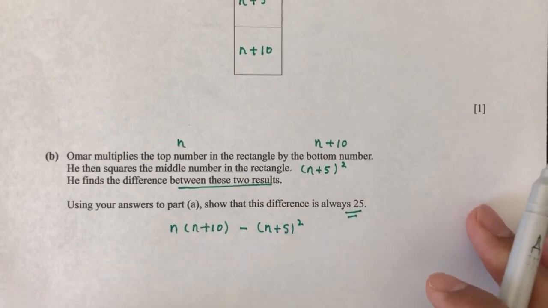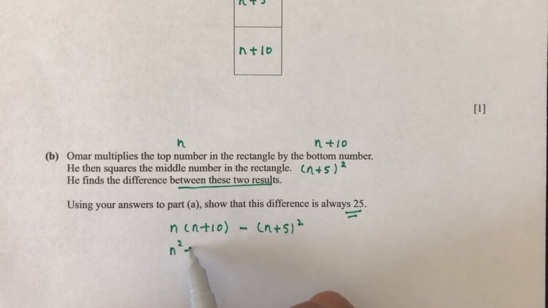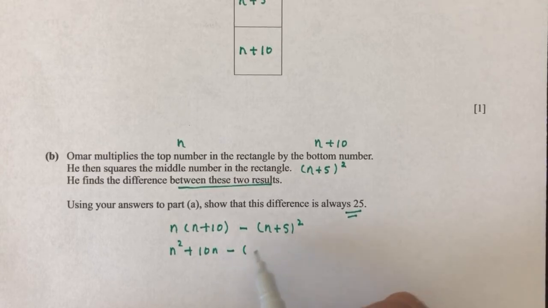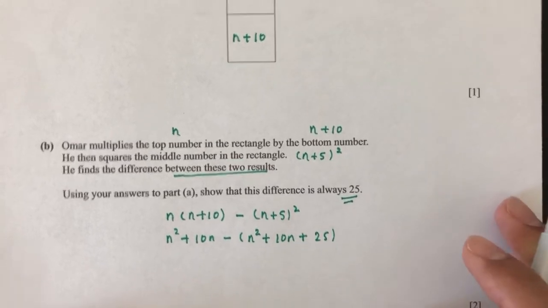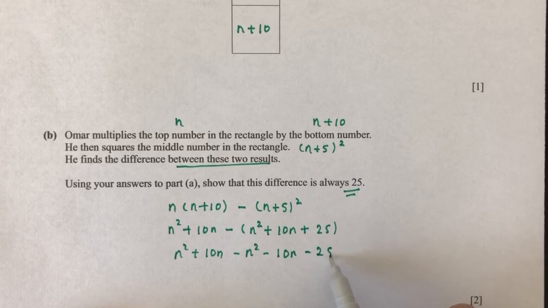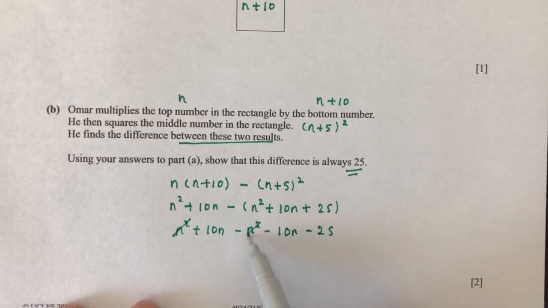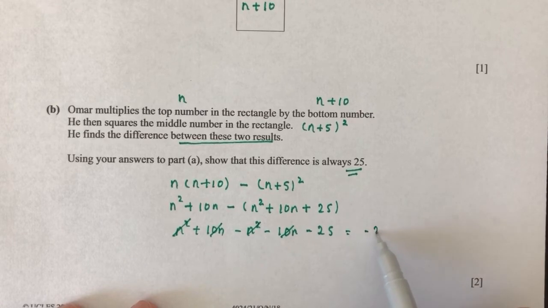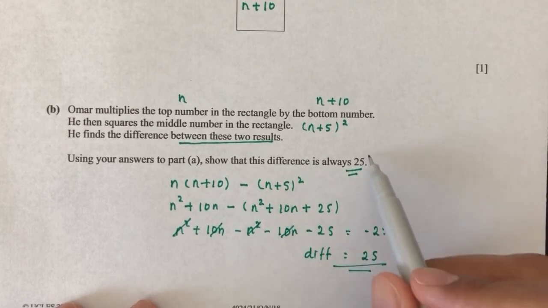So let's find out. We can expand this. We have n squared plus 10n. Here we have n squared plus 10n plus 25. So expand. What do we have? n squared plus 10n minus n squared minus 10n minus 25. Okay, so these cancel. What's remaining is minus 25, but this is actually the difference, so the difference is 25. So your answer is 25, shown as required.